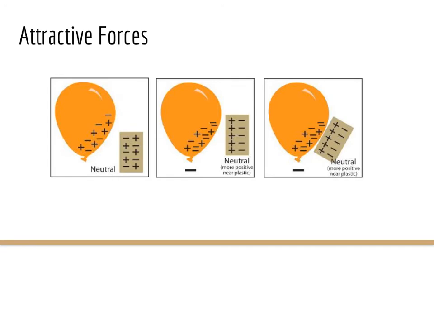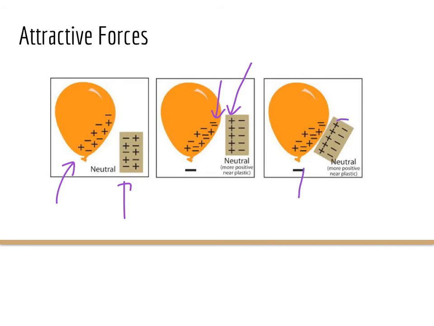Okay, so attractive forces. So I may have these two different objects. I have a balloon and then a wooden block. Okay, when I start out, both of these are neutral. As I bring them closer together, though, my negatives attract to my positives. Okay, so at this point, we start having that attraction like I talked about.